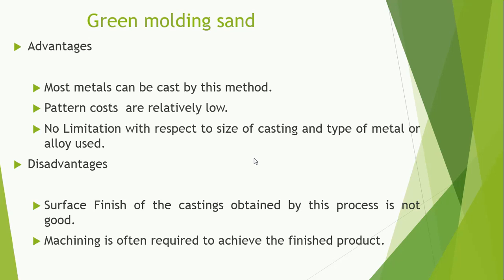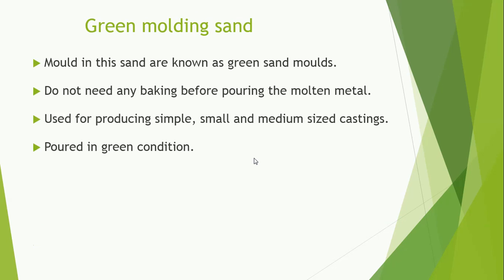Generally, machining is required in the case of green sand molding technique to achieve the final finish, to improve the surface finish as well as to achieve the desired accuracy. That is the purpose of secondary machining. Now, molds in this sand are known as green sand molds.